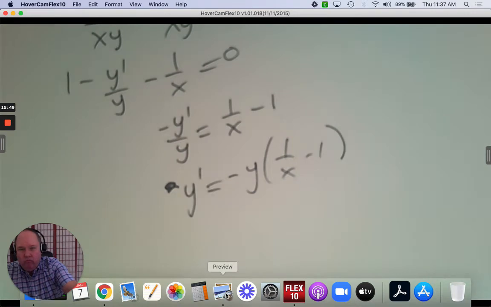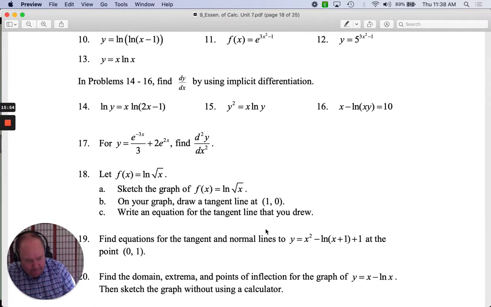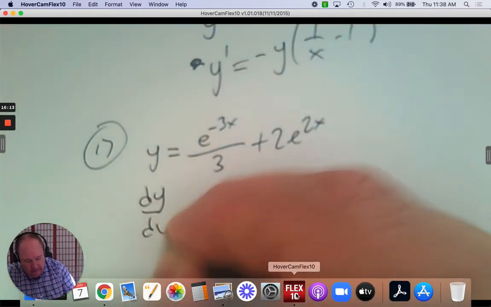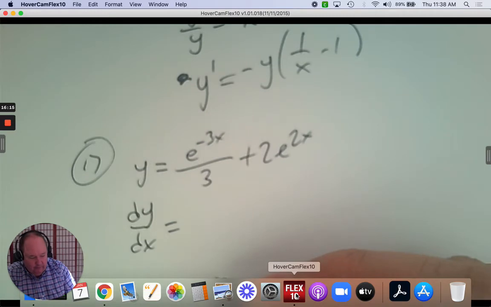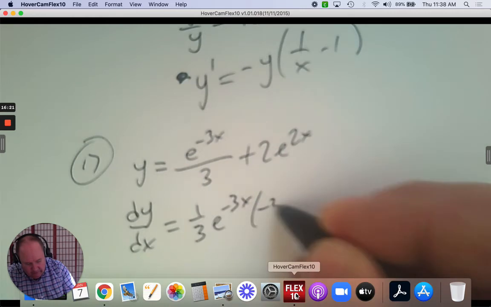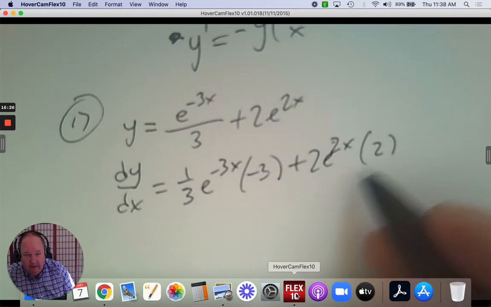Number 17. Can you take the second derivative here? So y equals e to the negative 3x over 3 plus 2e to the 2x, and then find the second derivative. So the first derivative, and I'll write it like this, dy by dx, that's just 1/3. So write down what you see times the derivative of the exponent.